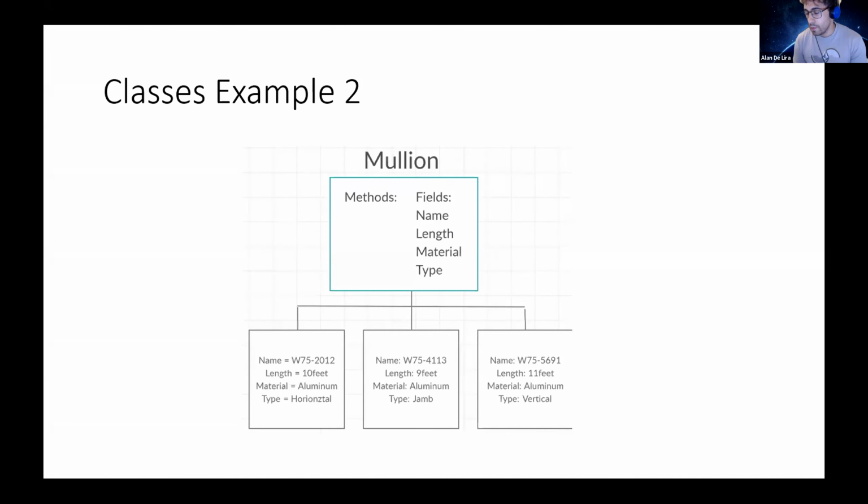Another example, more related to Walt the Wolf, you could have a class called millwork, and you could put the fields you want. For this example, for this class, it has a name, a length, material, type, and these are three objects created from this class. This one is a horizontal, we have a jam, and a vertical, and their fields vary by the object. Any kind of questions about classes or objects? No?